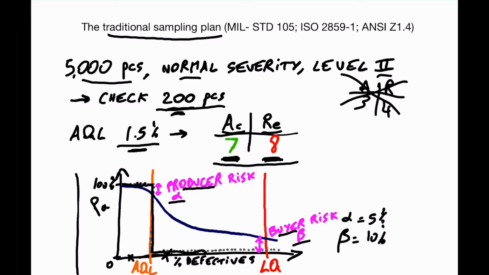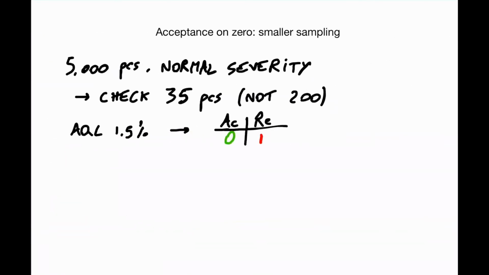Again, remember, this is for a consecutive series of batches, and we don't want to cause extra trouble just by rejecting a batch, except if it's really way over the average that we want, just because it's based on sampling inspection. Now, this is sort of the limit of this traditional plan. Let's look at an acceptance on zero plan.